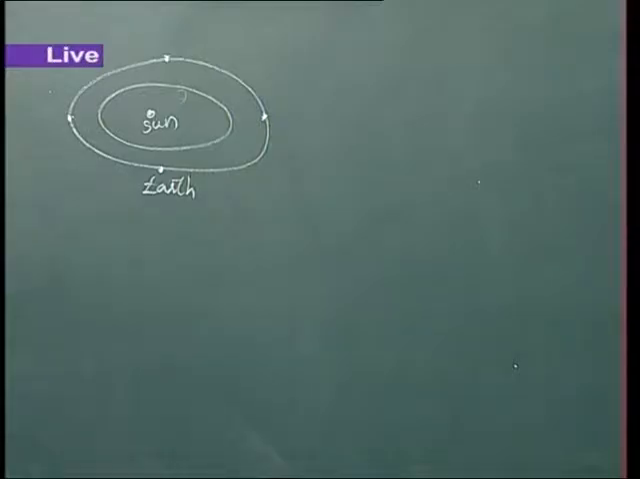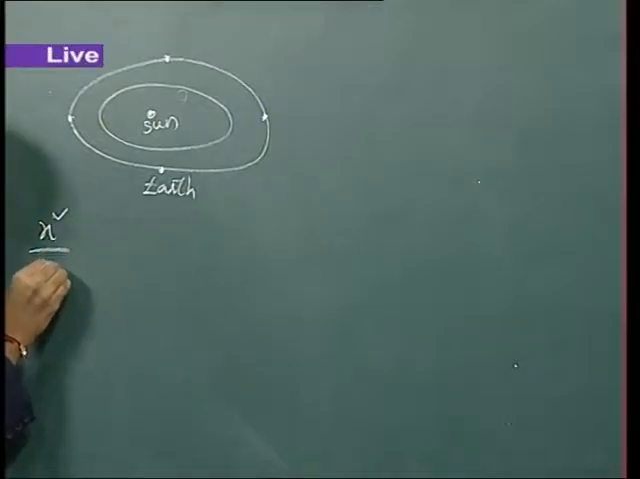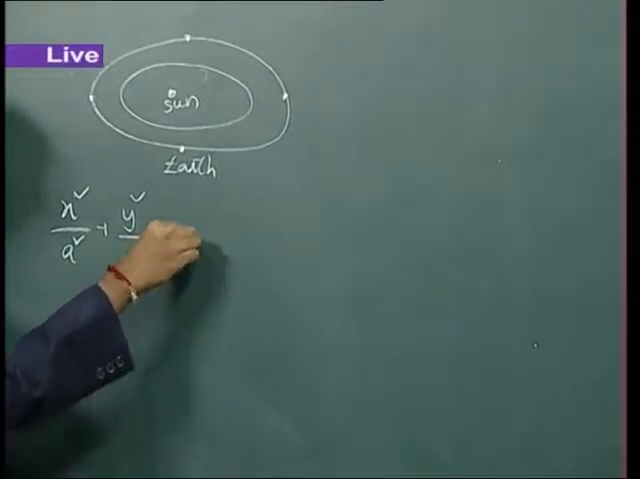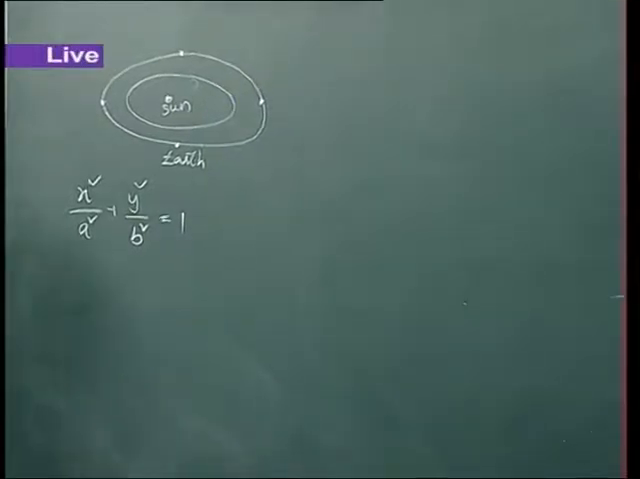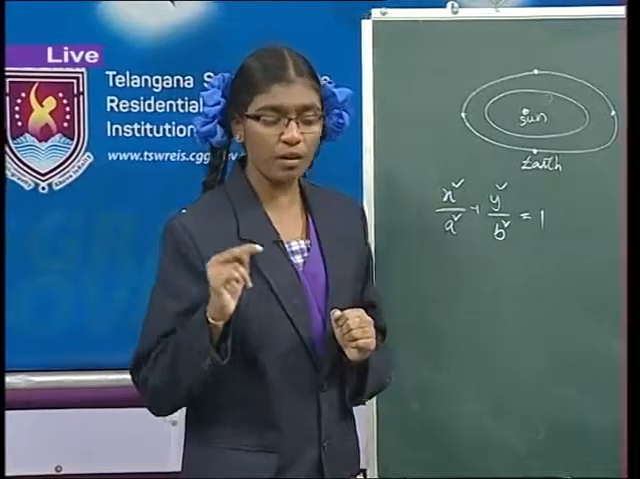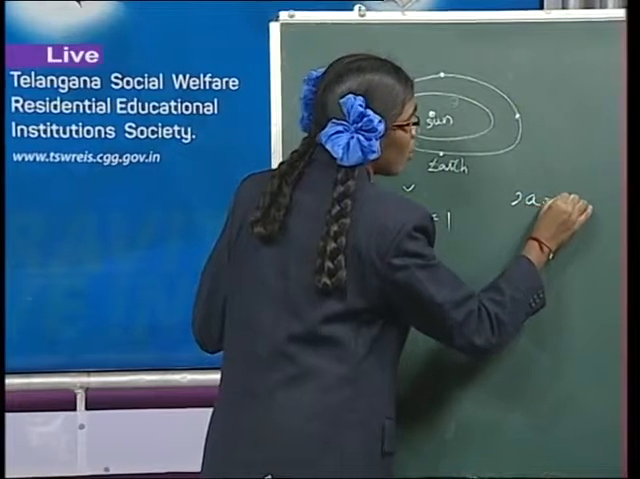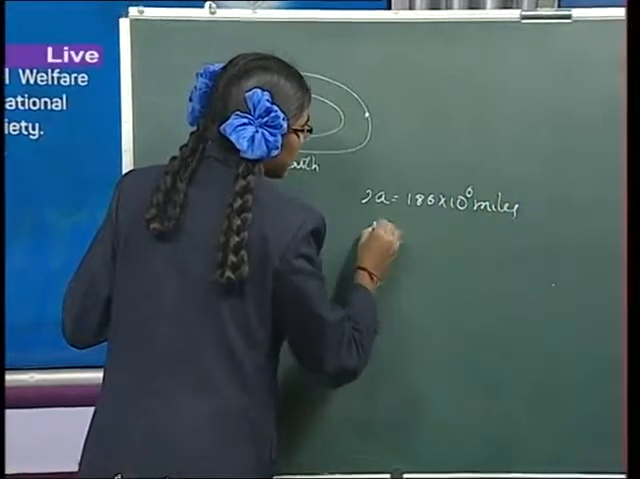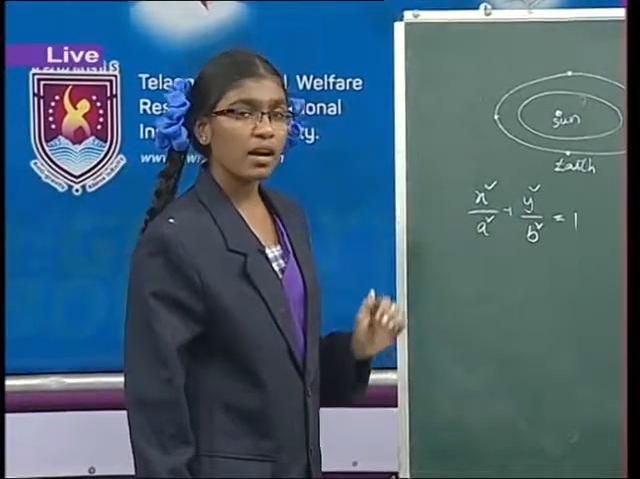First, we have to write the standard form of an ellipse: x square by a square plus y square by b square equals 1. Here they have given the major axis, approximately 186 into 10 to the power of 6 miles. Major axis 2a equals 186 into 10 to the power of 6 miles, and eccentricity 1 by 60.